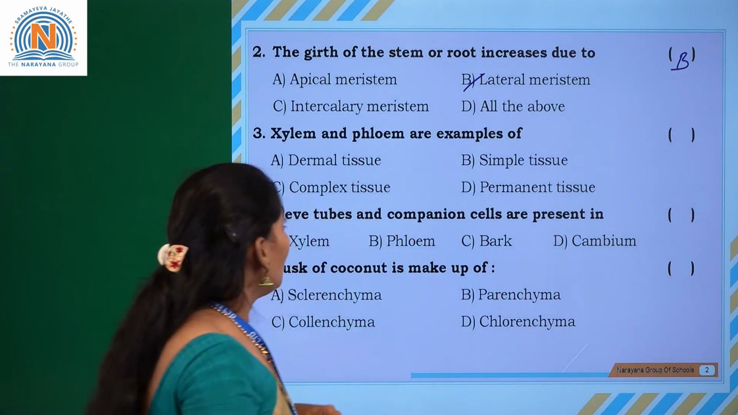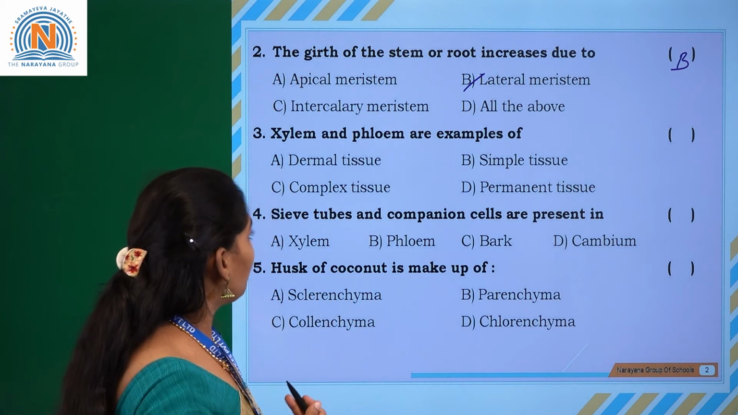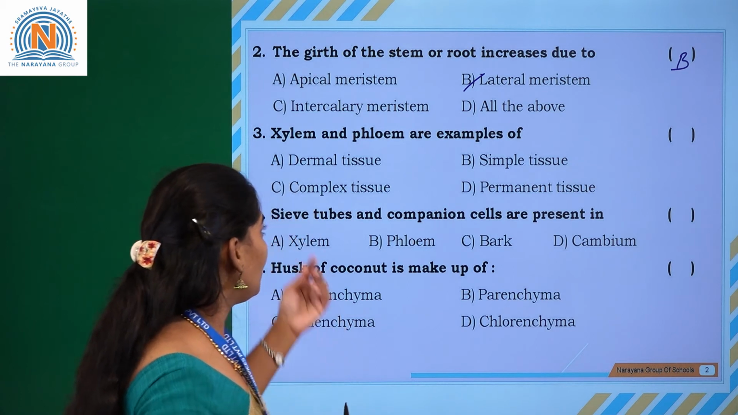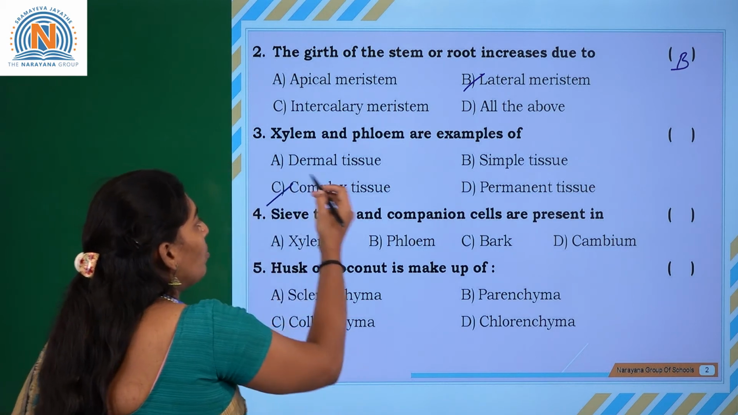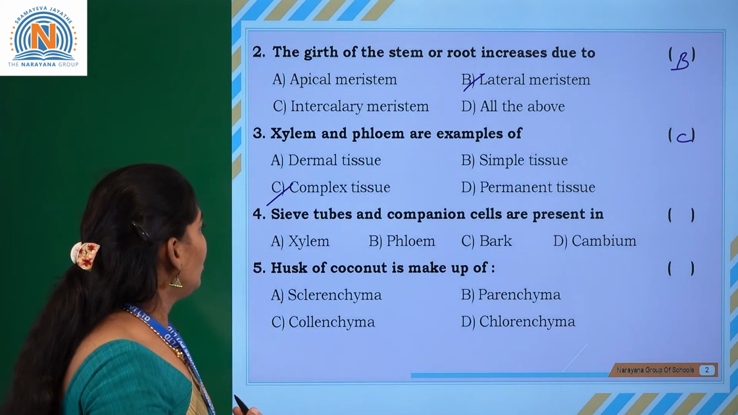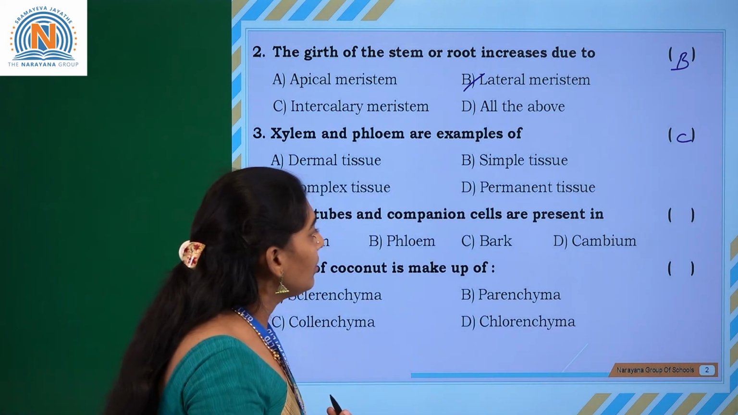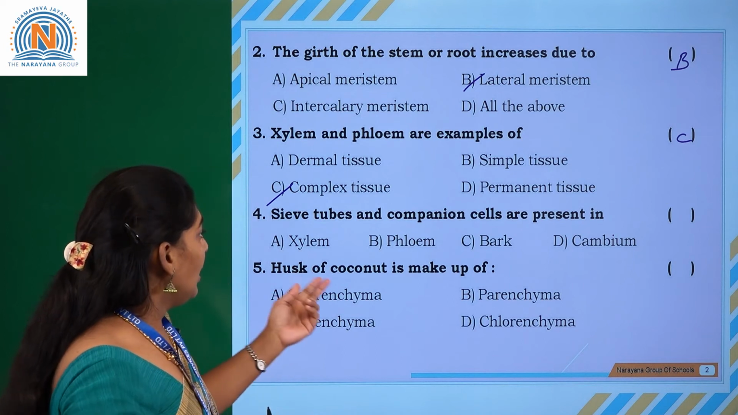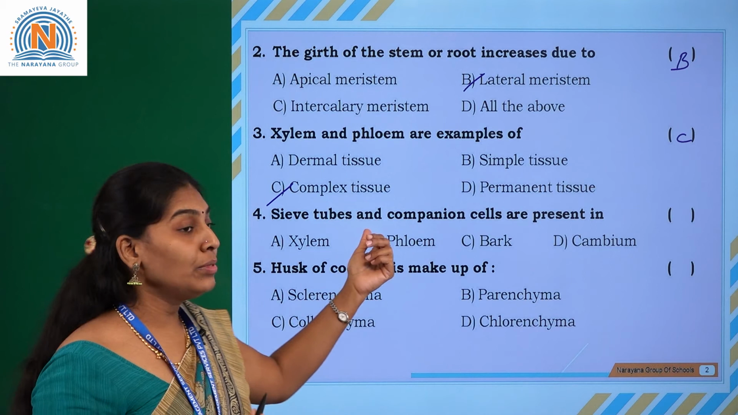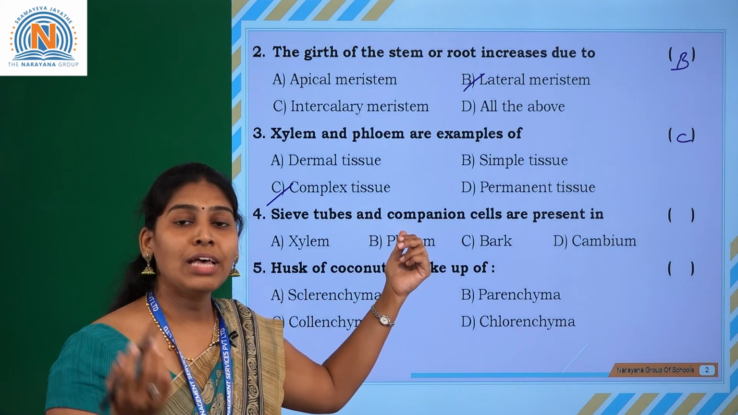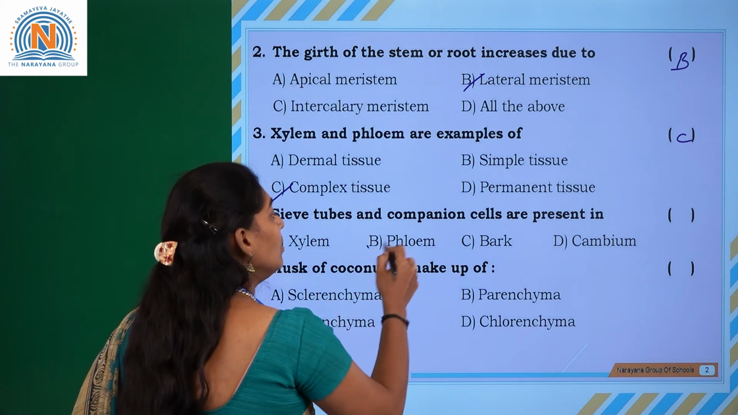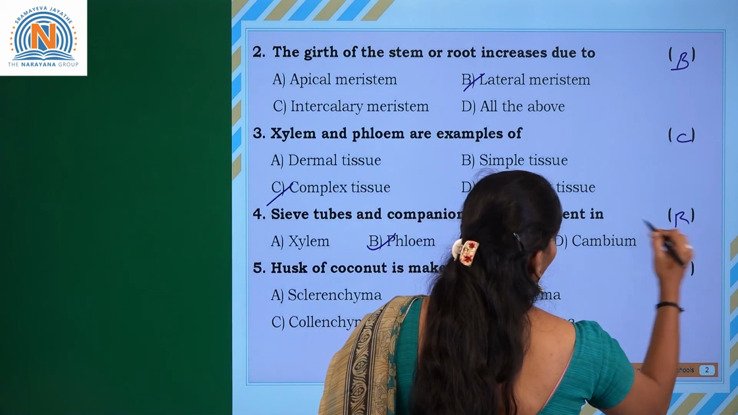Okay, xylem and phloem are the examples of dermal tissues, simple tissues, complex tissues and permanent tissues. We can write down that these are complex tissues. We have discussed this many times, right? Sieve tubes and companion cells are present in xylem, phloem, bark and the cambium. We discussed this when discussing xylem and phloem. Sieve tubes and companion cells are present in the phloem itself, option B.